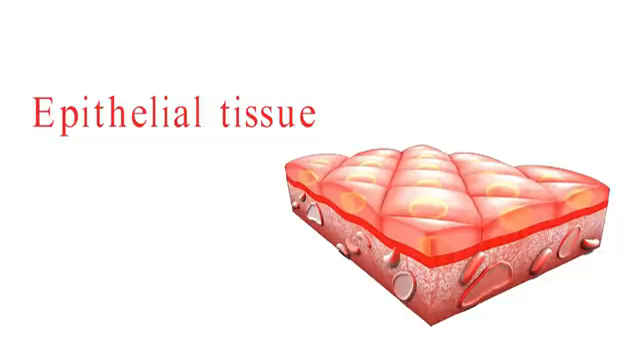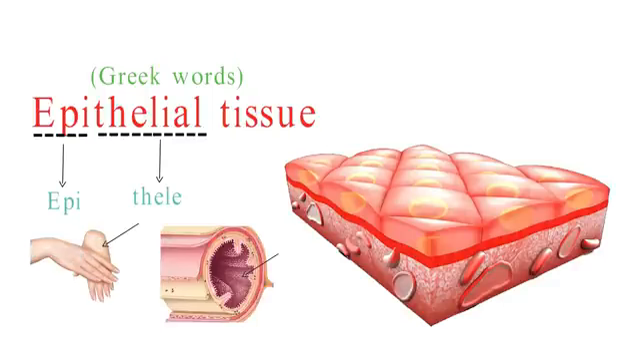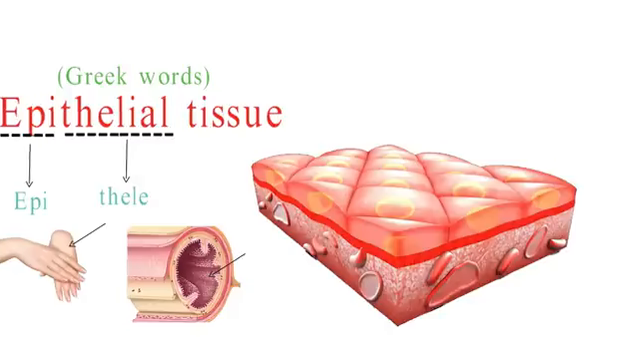Epithelial tissue is one of the four basic types of tissue in the body, and it plays a vital role in many different functions. The term epithelium comes from the Greek words epi and thel. This is the thin tissue forming the outer layer of a body's surface and lining the alimentary canal and other hollow structures.